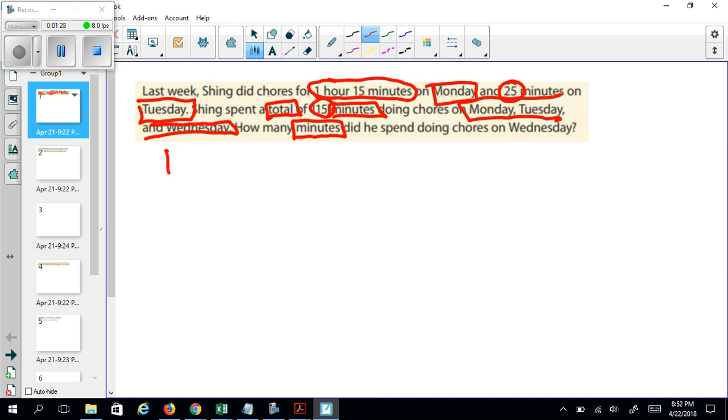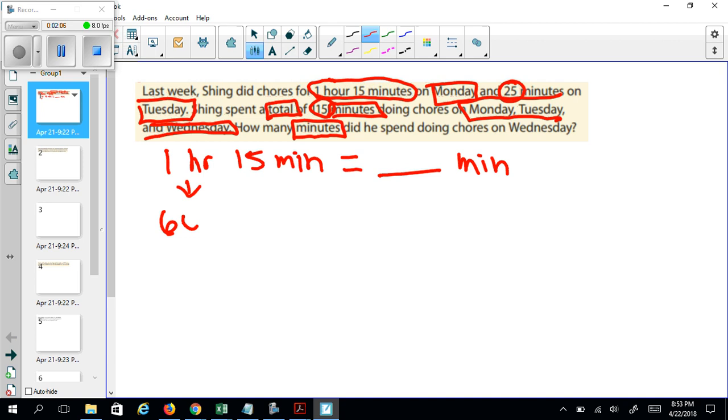So 1 hour, 15 minutes being put into just minutes means that I have to take this 1 hour and change it into minutes. The 15 is going to stay the same, but I need to find out how many minutes are in 1 hour. So going back to our units of measurement where we need to convert, if you need to pause and get your notebooks to look this up, go ahead. 1 hour equals how many minutes? Pause if you need to.